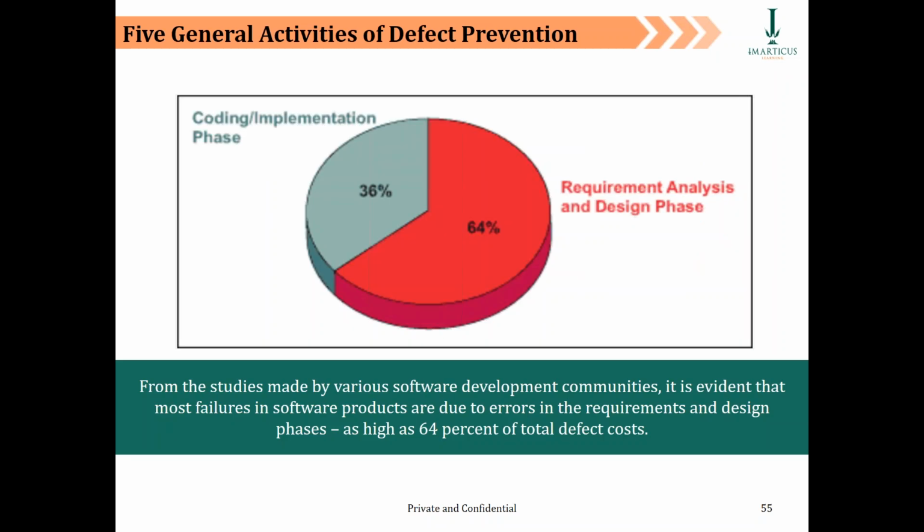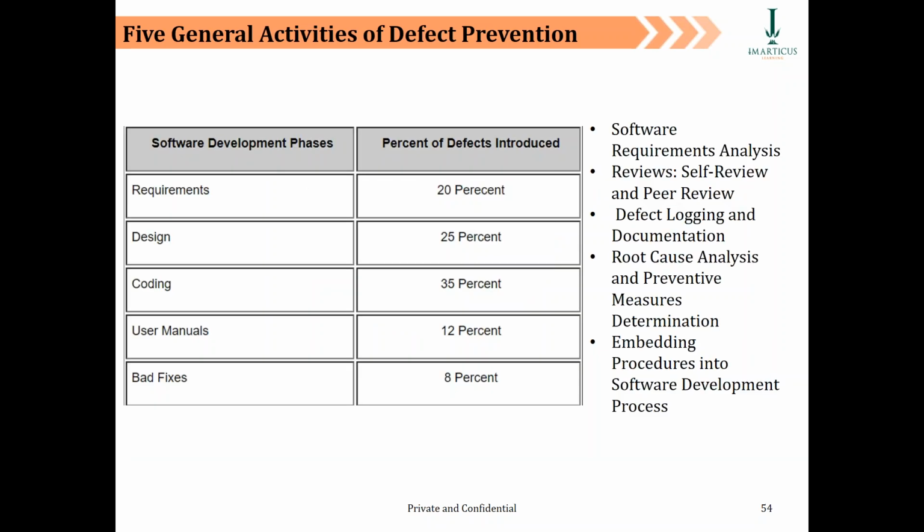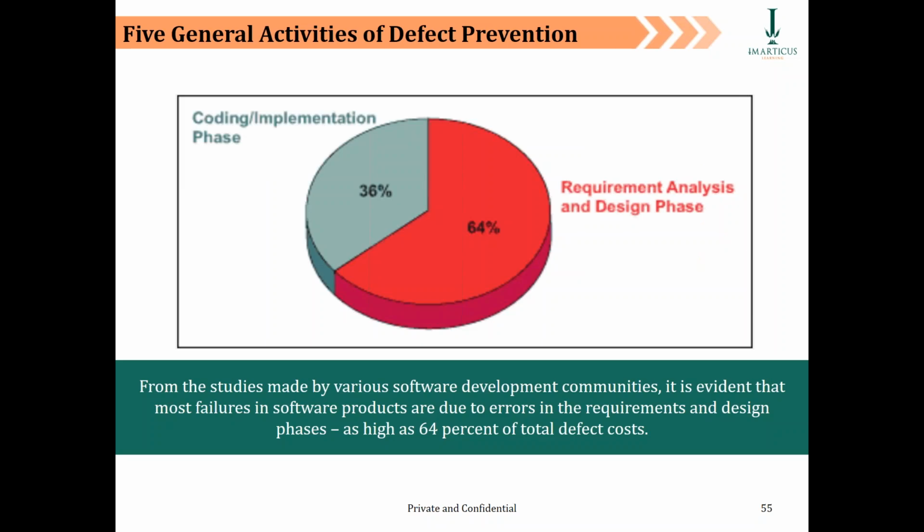Is that so? From the studies made by various software development life cycle communities, it's evident that a lot of errors are due to errors in the requirement phases. If you look at this slide, it shows the percentage of defects introduced. The effect of errors made in the requirement and design phase is much deeper than those made in coding and implementation, because the reason is very clear.